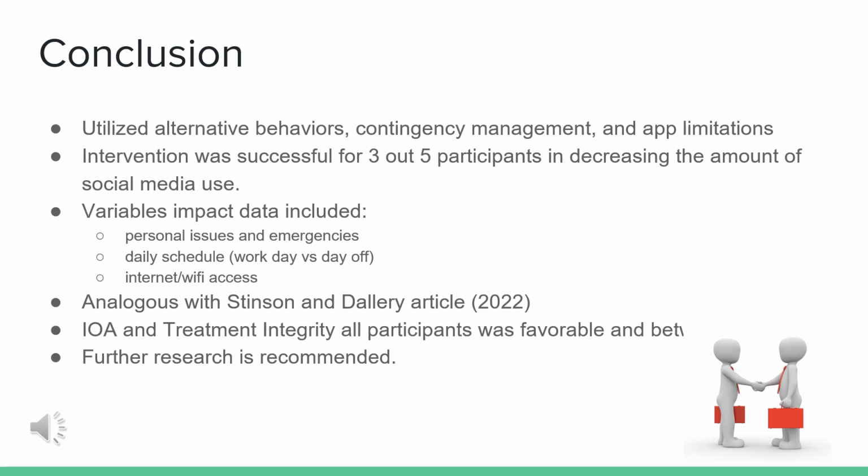IOA and treatment integrity for all participants was favorable, between 90 to 100%. Continued research must be performed on variables such as accessibility, daily schedules, personal and family issues, and emergencies, and even the cost effectiveness of social media use.